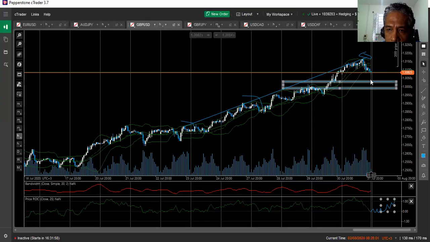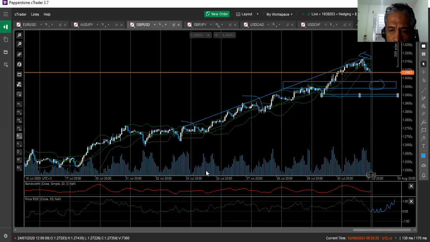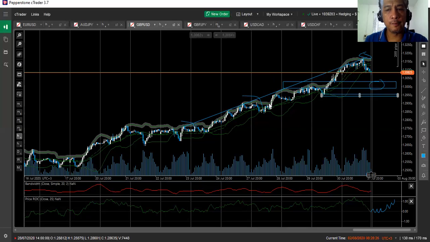And probably I'll be looking for a long entry here if this support will not be broken up to this location. So I'll be watching this location because I need this area to be violated before I'll be looking for a selling entry, right? So let's change to using Ichimoku for our reversal. I'm almost at 1 hour. So I'll be changing to Ichimoku for reversal.